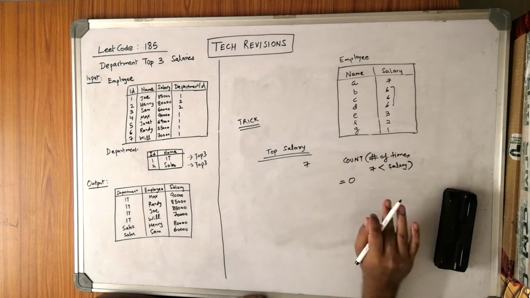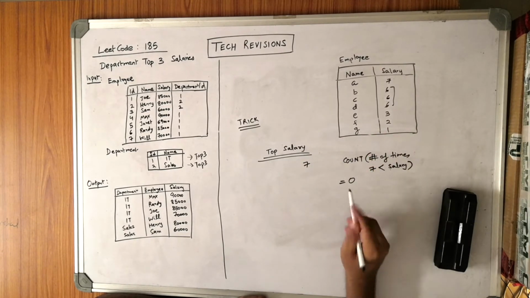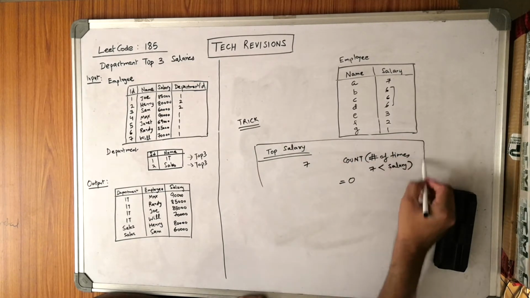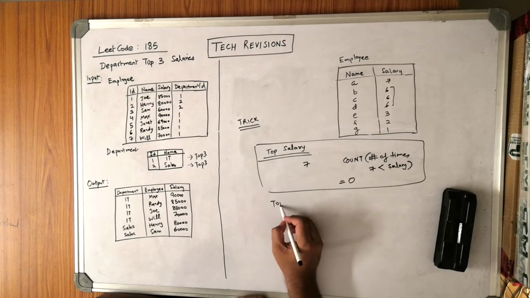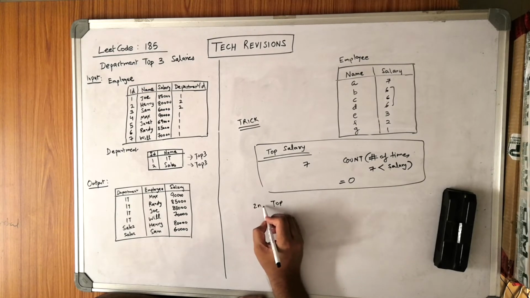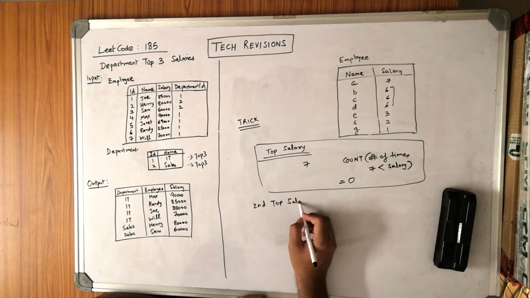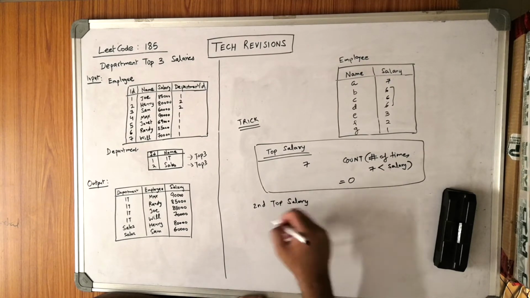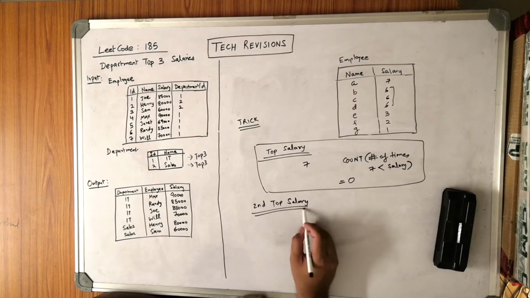Then 7 less than 6, no. And so on, the count will become 0. So that is about the top salary, right? Now just repeat this operation for the second top salary. So second from the top, right? If I ask you to repeat this operation, the second top salary is what?